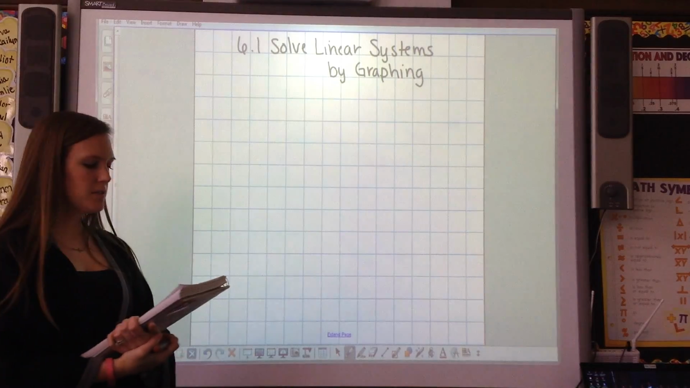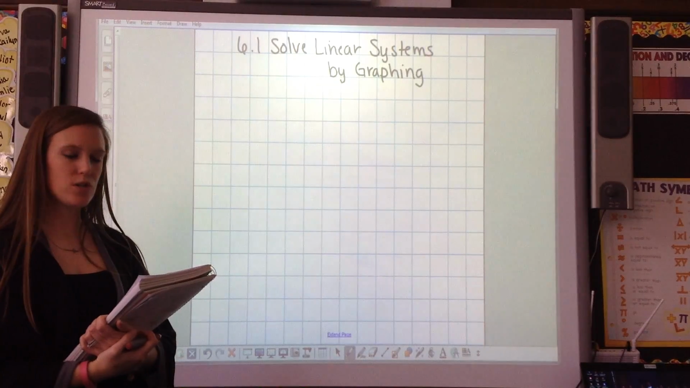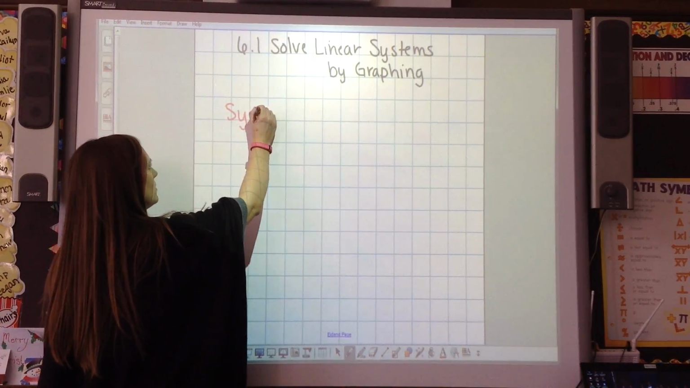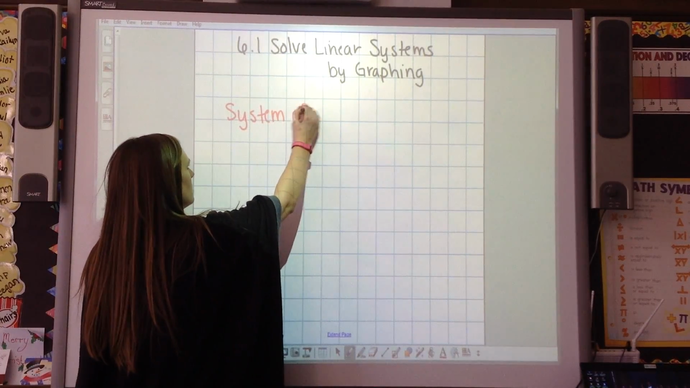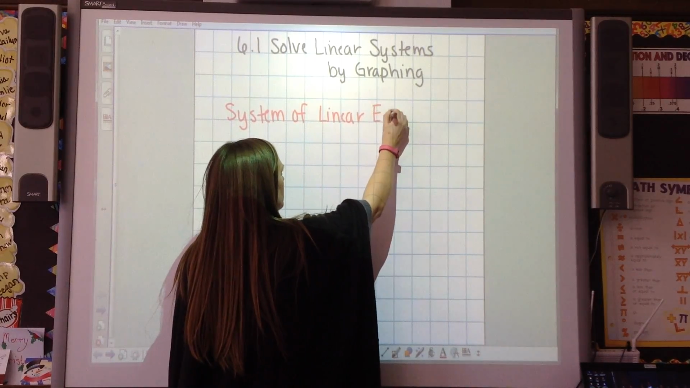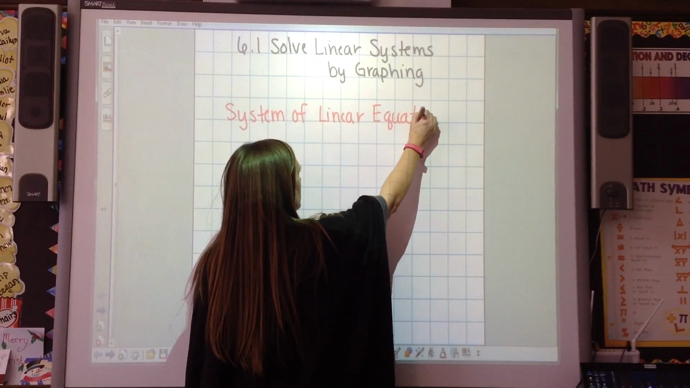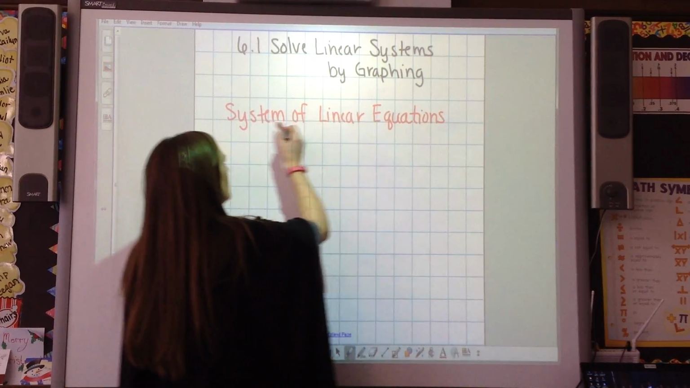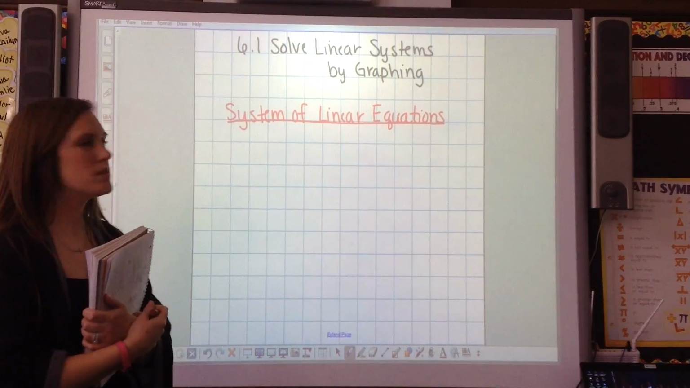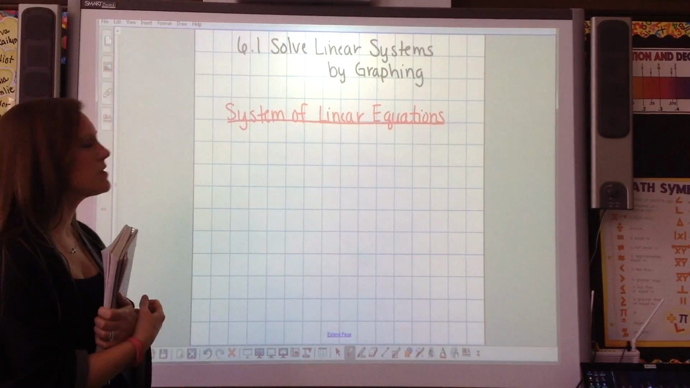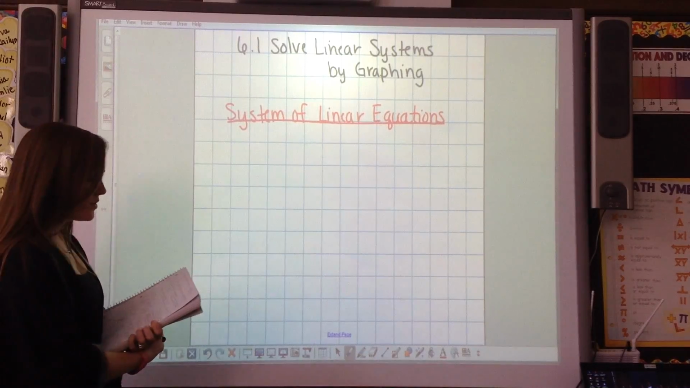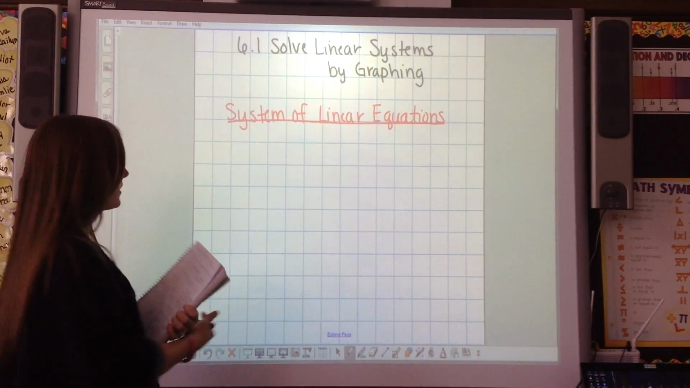So, a system of linear equations is 2 or more equations with the same variable. So I'm going to put that here. Notice the title of this says linear systems, and then this says system of linear equations. It means the same thing. So 2 or more equations with the same variables.